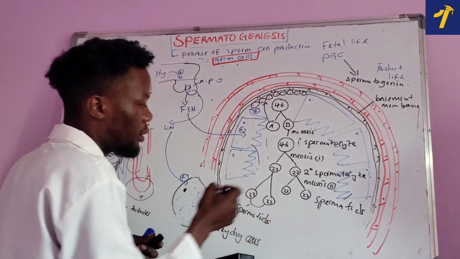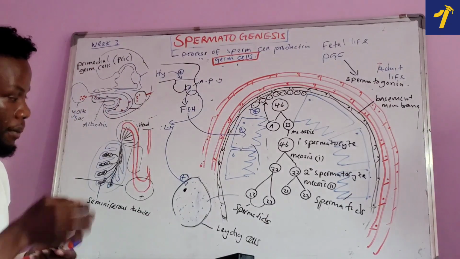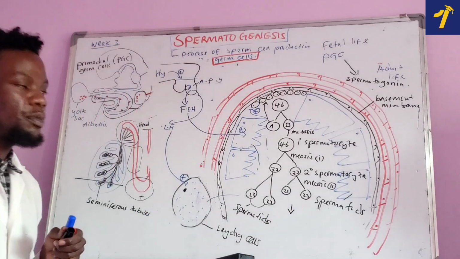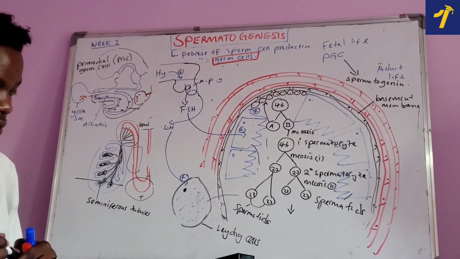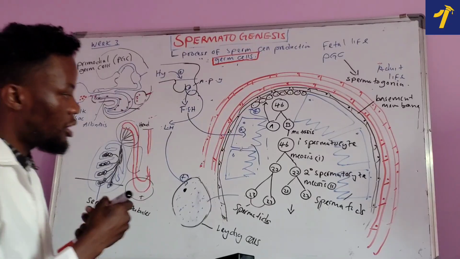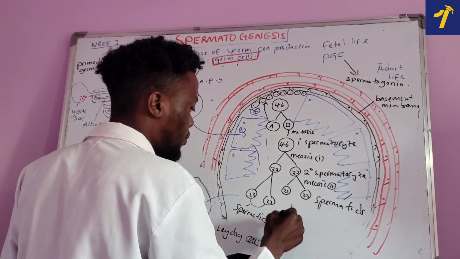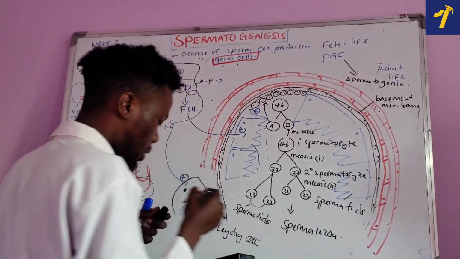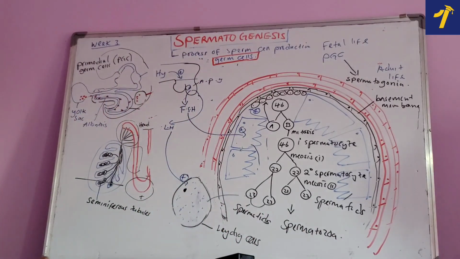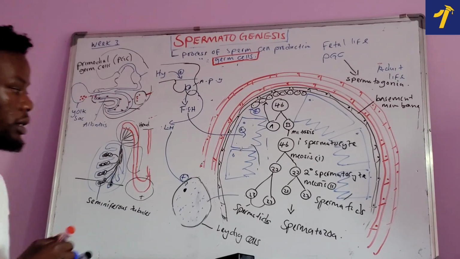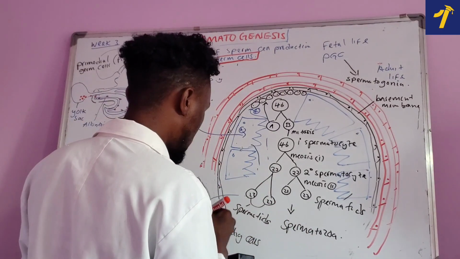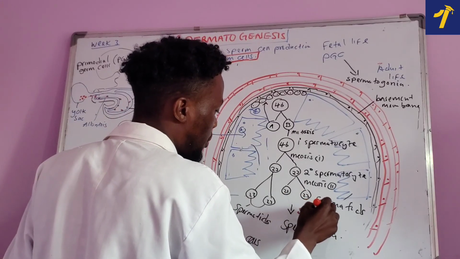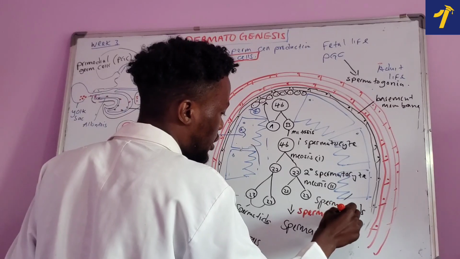Spermatids. So these spermatids are now going to differentiate into what we call spermatozoa. They are going to differentiate into spermatozoa by the process called spermiogenesis.